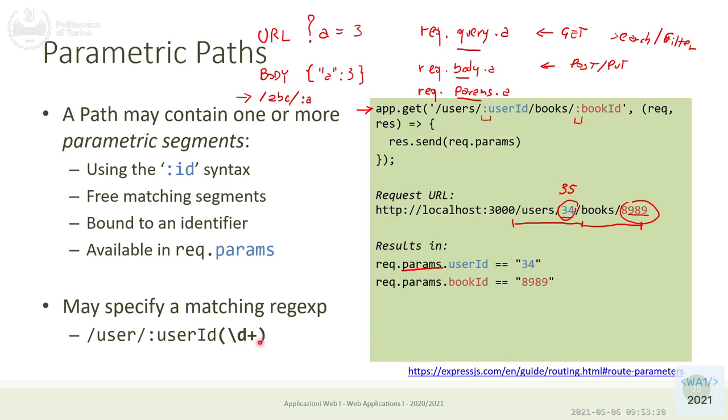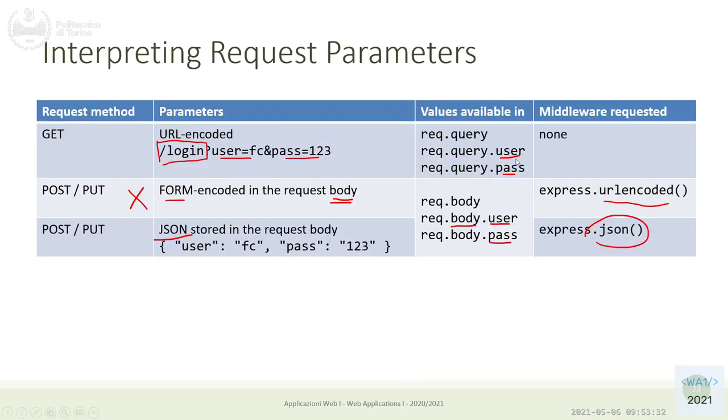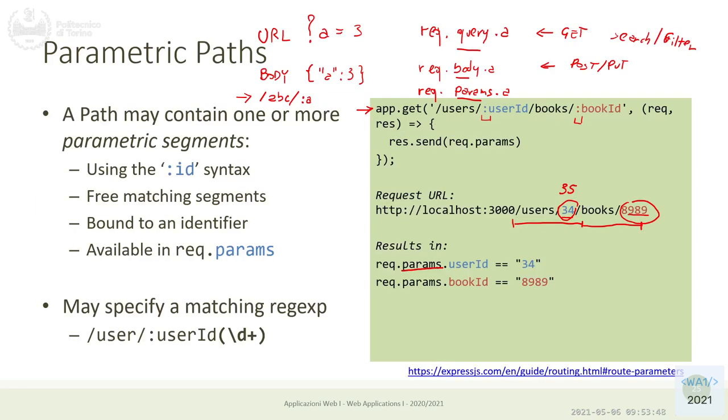Okay, we can have some sort of matching regular expression, or maybe we have ranges, a minimum and maximum value for the number, or we want to be sure that the user is not empty and the password is not empty, and so on. Every time we are getting some information from the browser in any of the three ways, we need to check whether this information is sane, is valid, and so on.